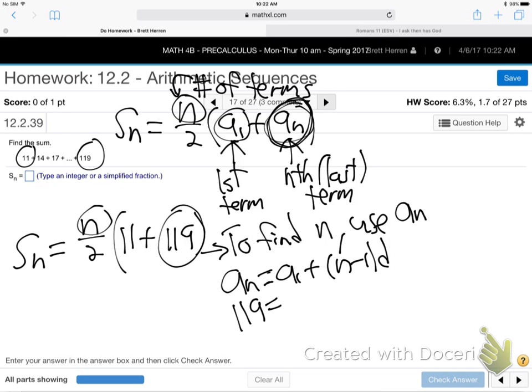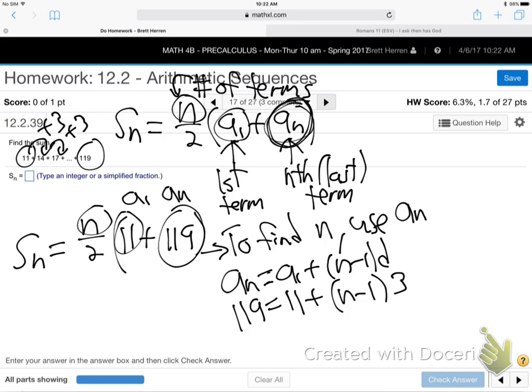A sub 1, A sub n, right? First term, 11. You with me? A sub 1's first term, A sub n's last term. N is number of terms. So you got to know what these formulas mean. You don't have to memorize it, but you got to know what they mean. What is D? Can you see it? It's jumping by 3 every time. Right? D is 3. I just need to solve that equation for n now.